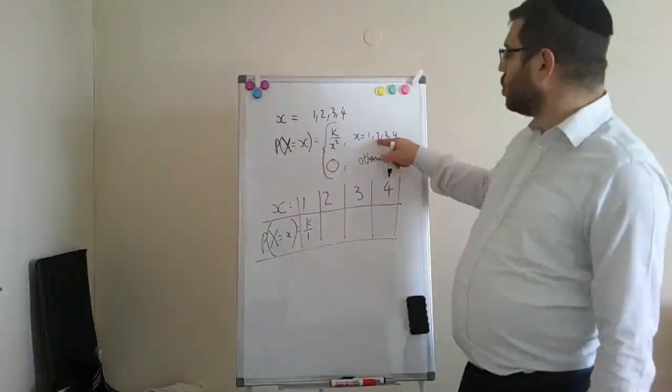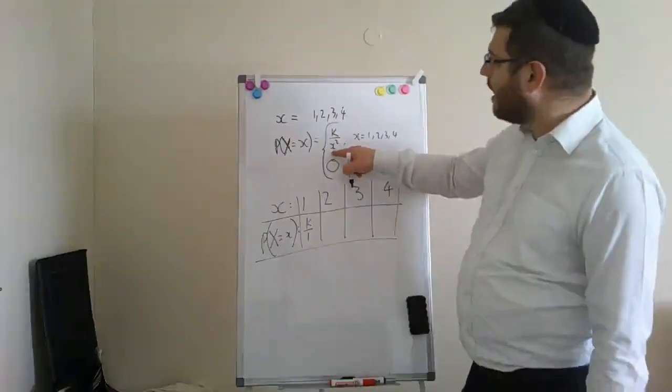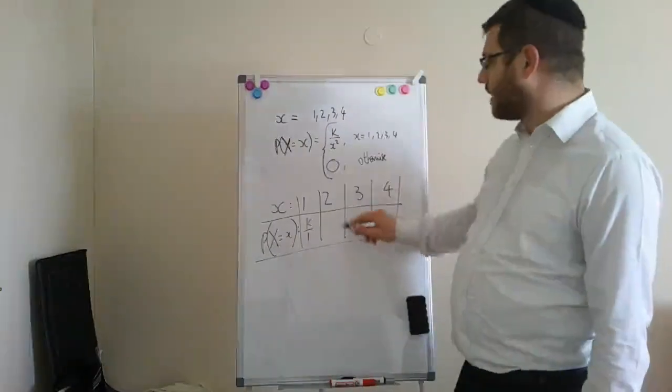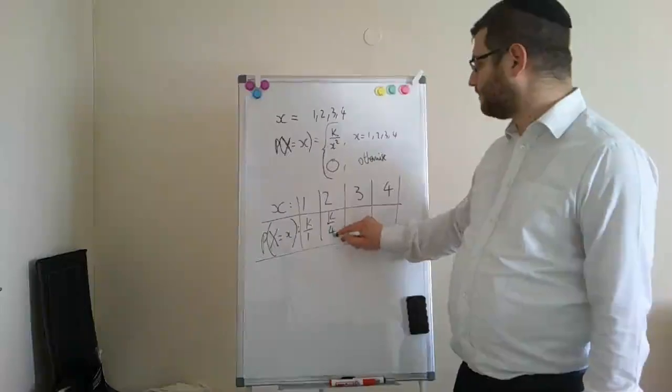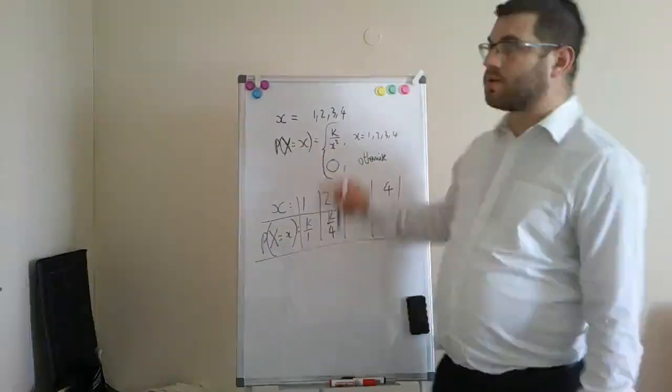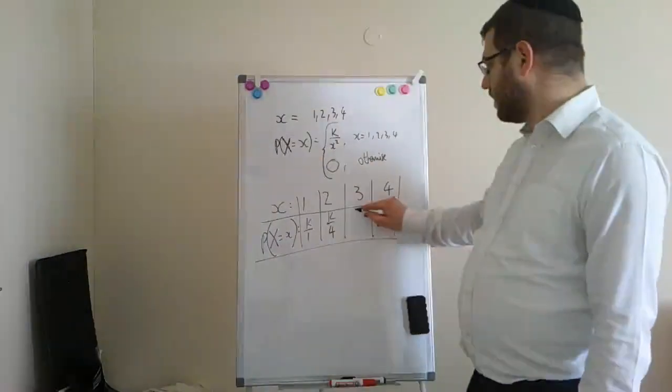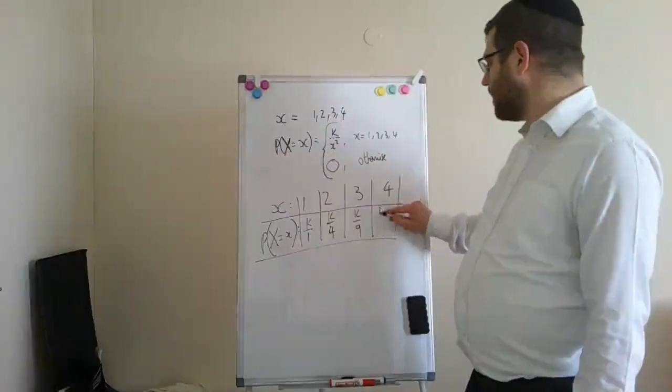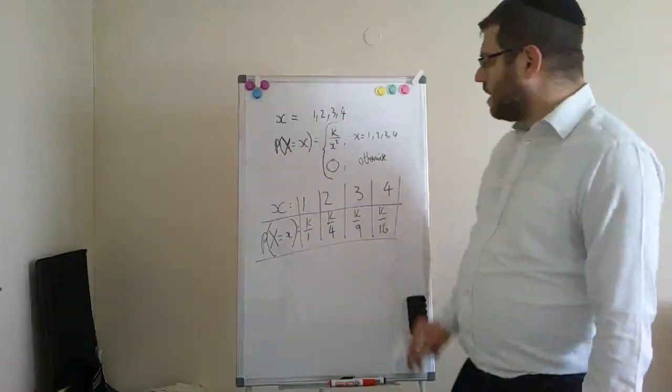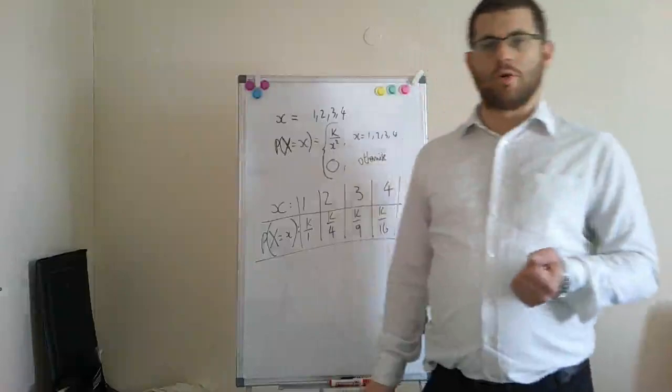When the outcome is 2, the associated probability is k over that value, that outcome, squared. So it's k over 4. When x is 3, it's k over 9. And similarly k over 16. And you might think, great, that's my probability distribution.